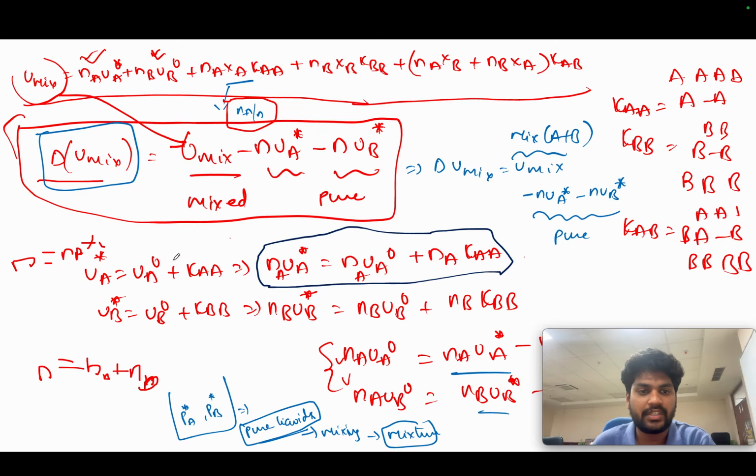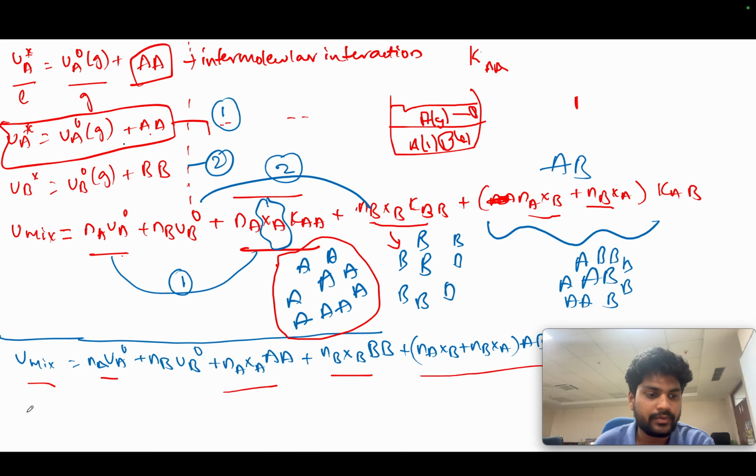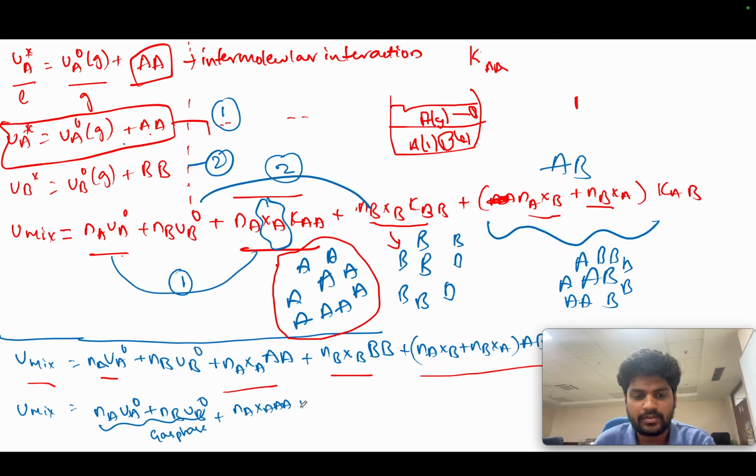Previously we got this equation, so I will rewrite it: U mix equals NaUA naught plus NbUb naught, which, if you consider, is for the gas phase, plus NaXaAA plus NbXbBb. This is regarding the molar interaction of AA and BB, and this last term is for the molar interaction of AB.